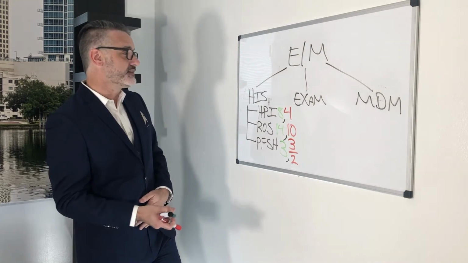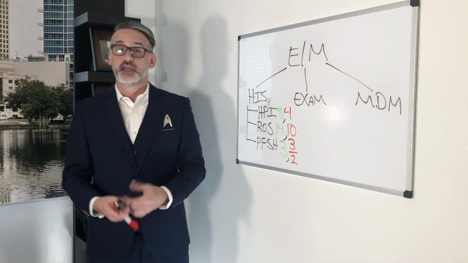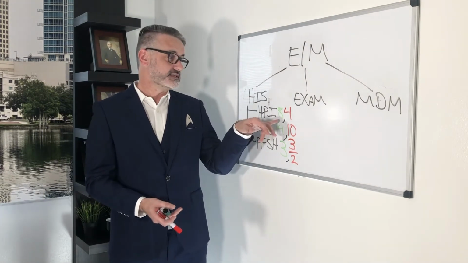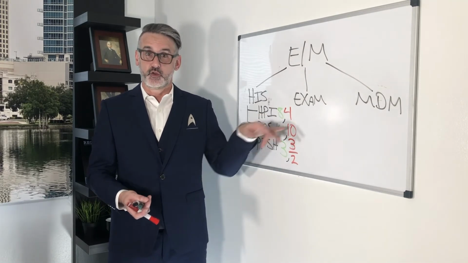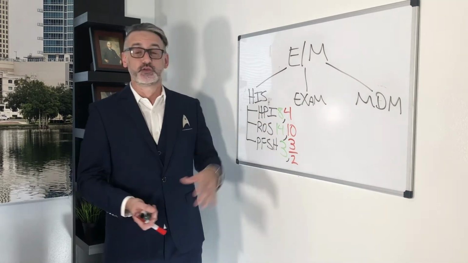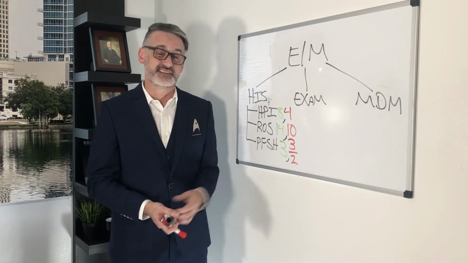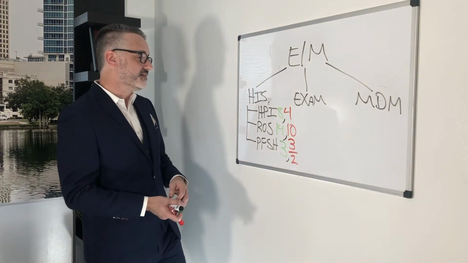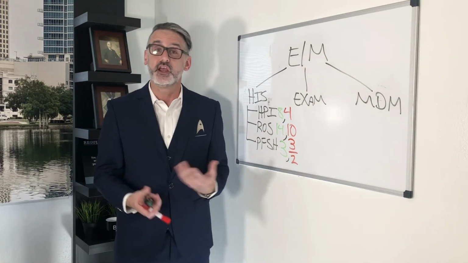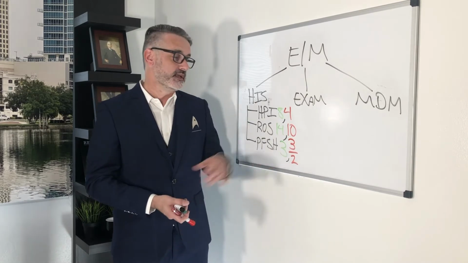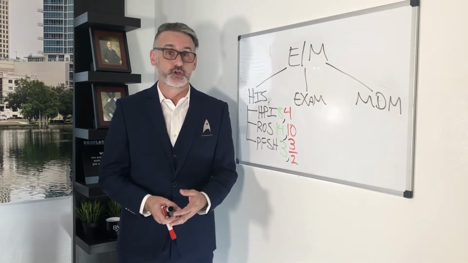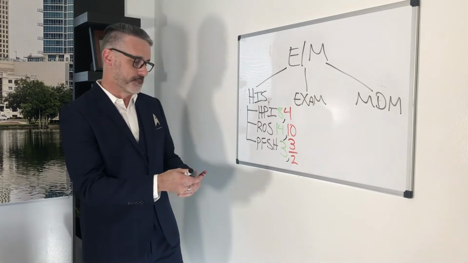So that's the breakdown then of the history. In HPI, history of present illness, we max out at 8, but we only count up to 4. ROS, review of systems, we max out at 14, but we can stop counting at 10. And then PFSH, past family social history, we max out at 3, but we only count 3 for a new patient or 2 for an established patient.